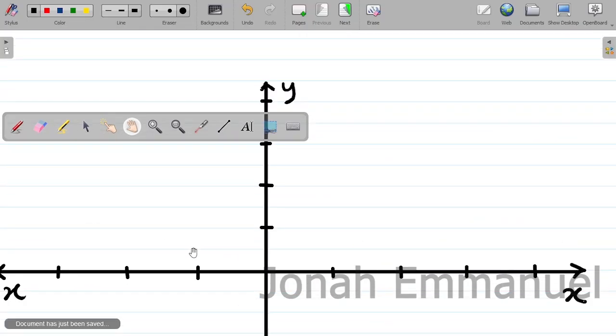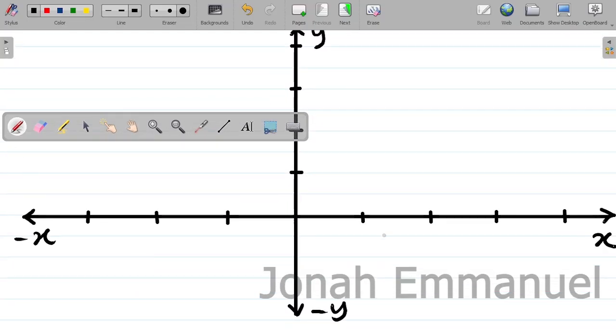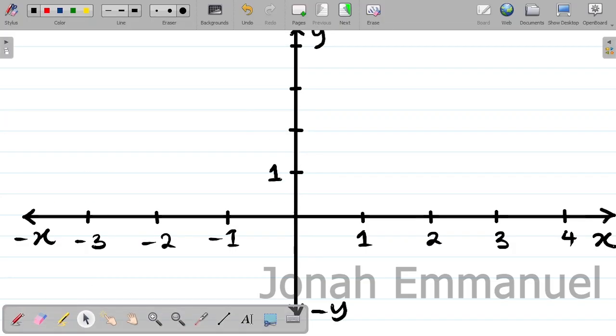Of course. Okay, just to be clear, this is positive 1. All right, this is positive 2. This is 3. This is 4. This is negative 1. This is negative 2. This is negative 3. This is positive 1 for y. Just trying to get my graph ready. This is positive 2. This is 3, and this is 4.